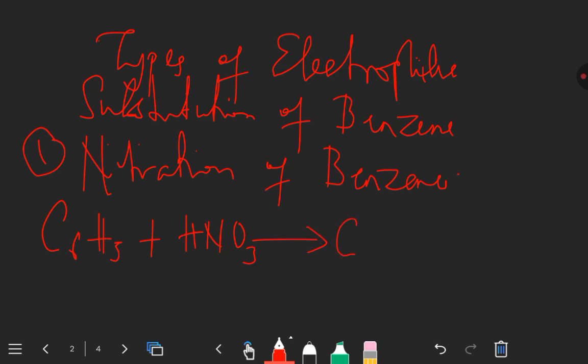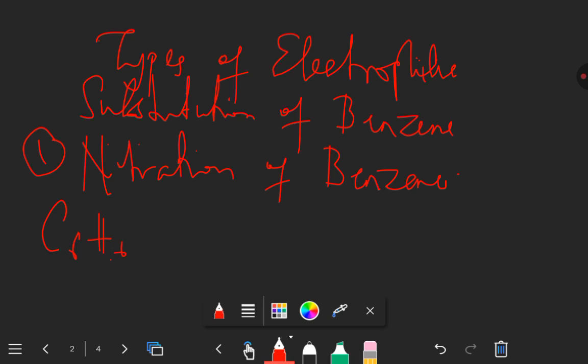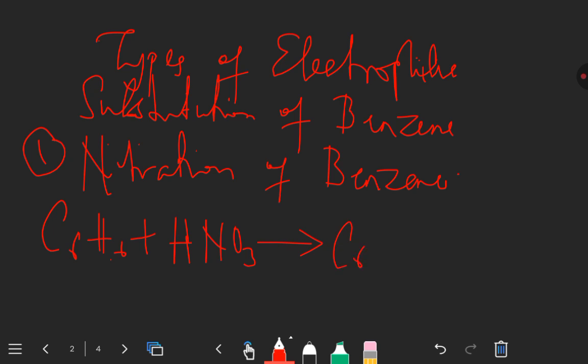forming C6H5NO2 plus water. So benzene C6H6 plus nitric acid forming nitrobenzene, C6H5NO2, plus water.